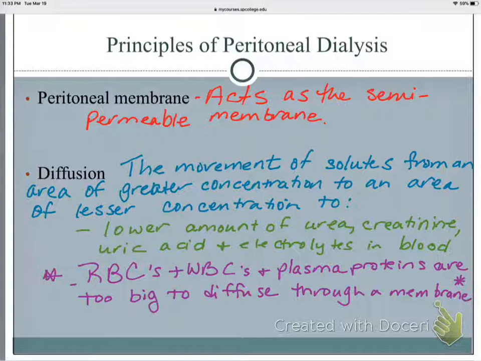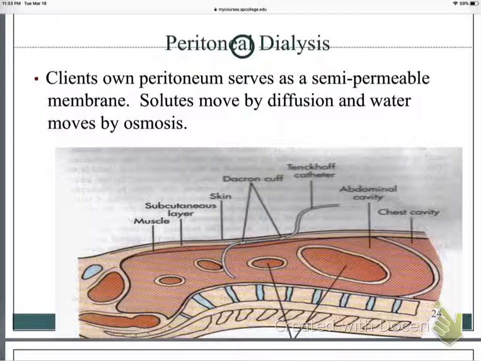And I'll talk a little bit more about the catheter placement and insertion. Okay. So again, it's the client's own peritoneum. It serves as the semi-permeable membrane. So it's not man-made, it's your own membrane, right? And solutes move by diffusion in water. So this is just a picture showing you where the catheter goes into the peritoneum, and it's held in place by what's called a Dacron cuff. The catheter itself is called a Tenckhoff catheter.